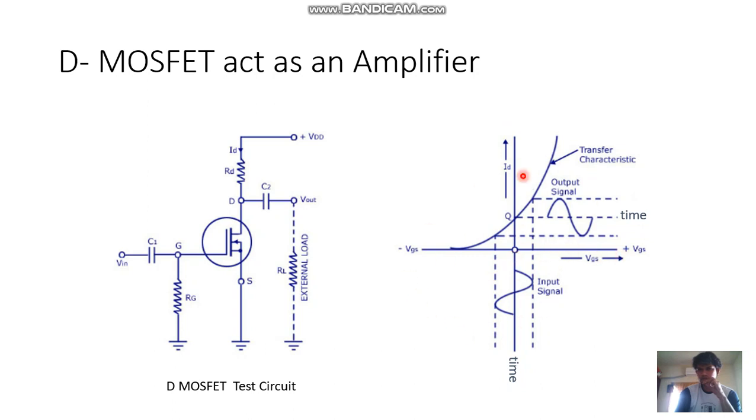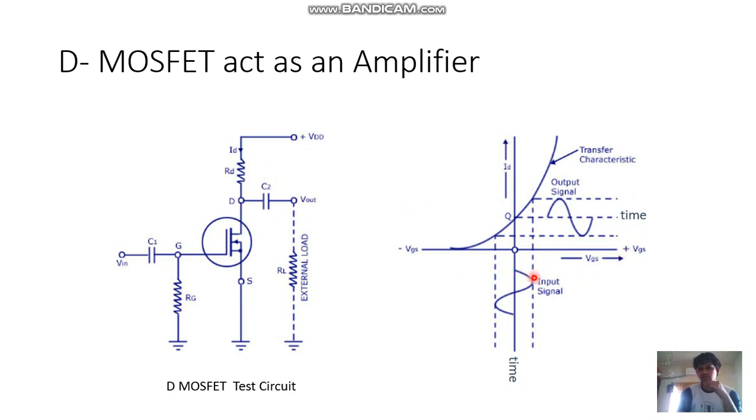These characteristics are called transfer characteristics. Transfer characteristics means drawing characteristics between input and output quantities. VGS is the input quantity, ID is the output quantity. If you draw characteristics between two input quantities, that is VGS and IG, that is input characteristics. If you draw characteristics between two output quantities, that is VDS and ID, these are called output characteristics. But we are drawing characteristics between input and output, that is VGS and ID, so these are called transfer characteristics.